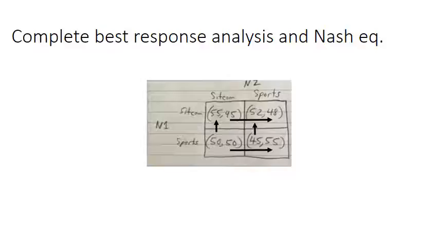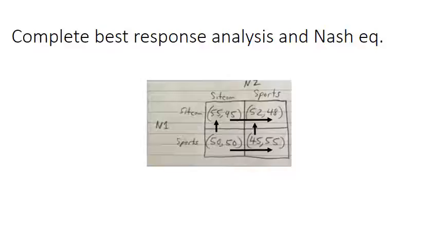Okay, so as we said earlier, both players have what we call a dominant strategy in this game. So for player 1, the dominant strategy is to play sitcom. That is to say, if player 1 believes that player 2 will choose sitcom, then player 1 should choose sitcom. If player 1 believes player 2 will choose sports, player 1 should still choose sitcom. So that's why each of those arrows representing best response analysis for player 1 are upward moving arrows.